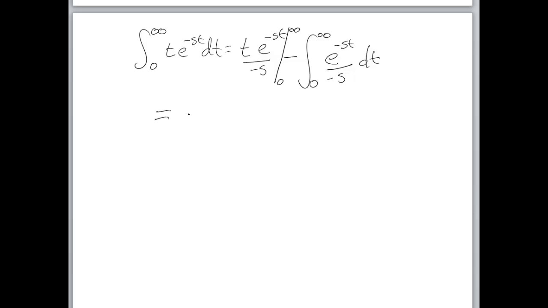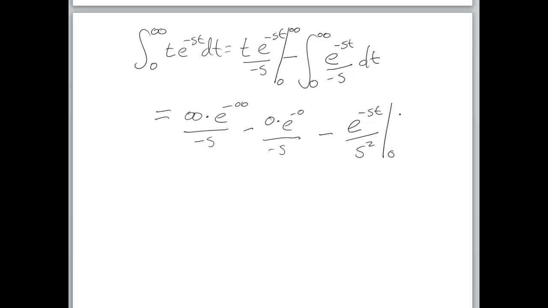So now for this first term we have infinity times e to the minus infinity divided by a minus s, minus 0 times e to the minus 0 divided by a minus s. And then for our other term over here, we have e to the minus st divided by s squared. We're going to evaluate that between 0 and infinity.